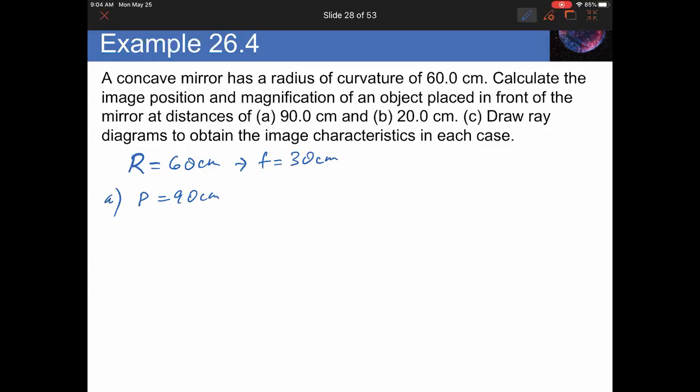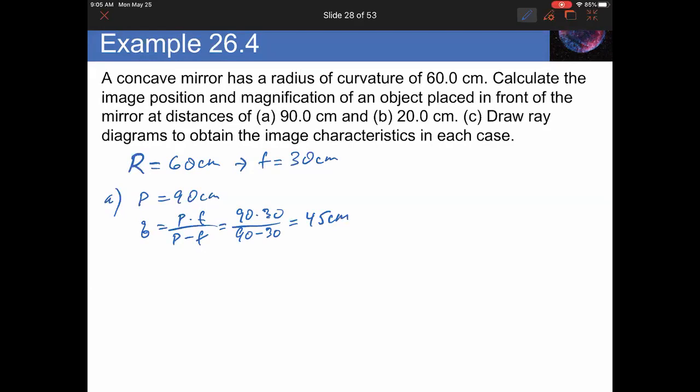You can see the first one is where the object is further than the center of curvature. Part B gives you an object even closer to the mirror than the focal length. So you should predict that for part A, you should get a real image, smaller. For part B, you should get a virtual image. All right, so using the calculations, Q equals P times F over P minus F. Again, in the slides, I have a different way of doing this. So here I have 90 times 30 over 90 minus 30, and we're going to get 45 centimeters.